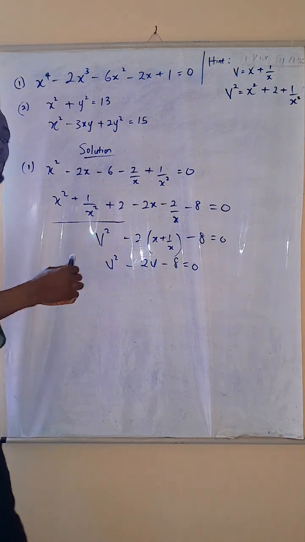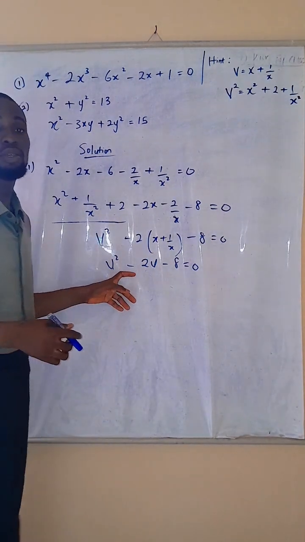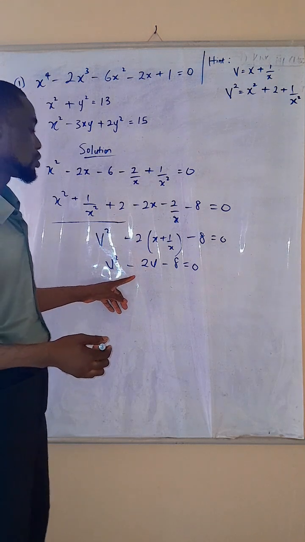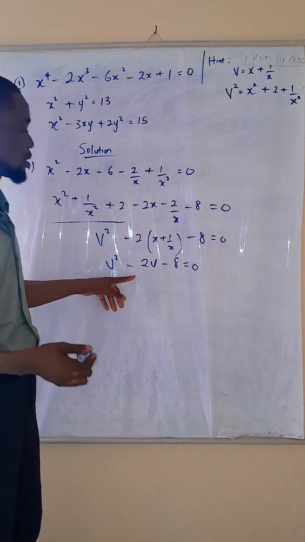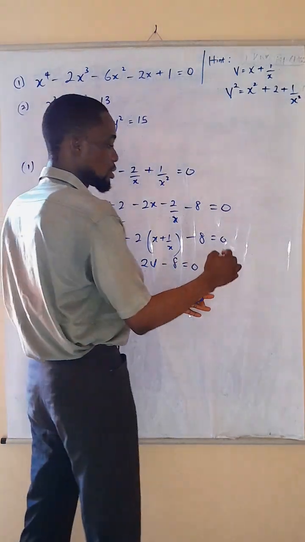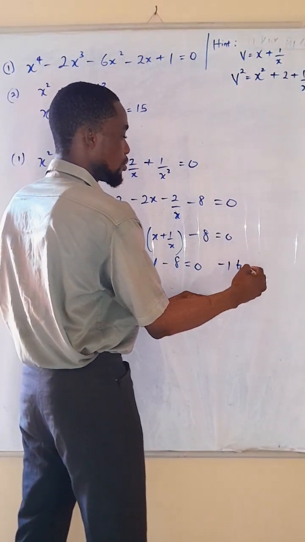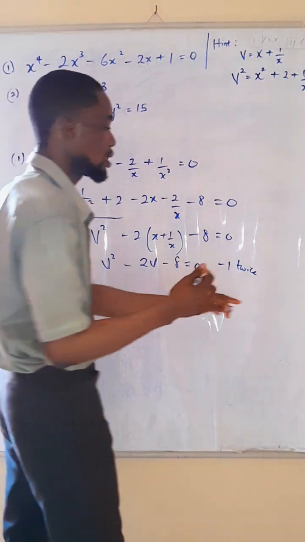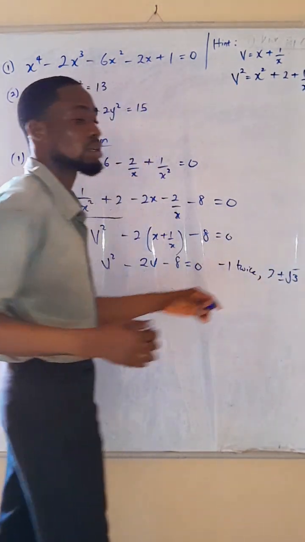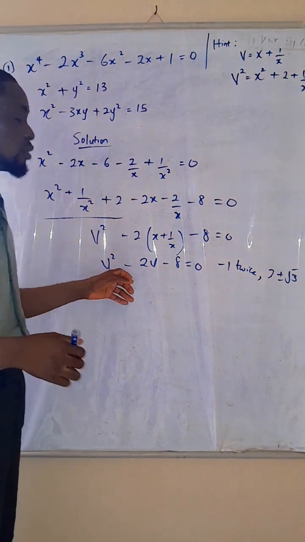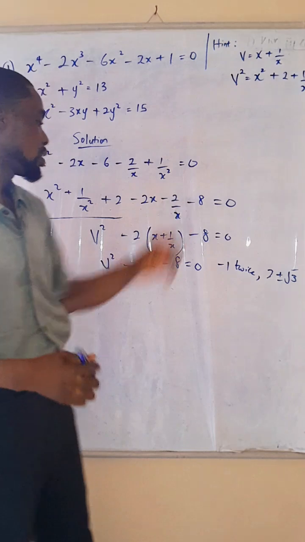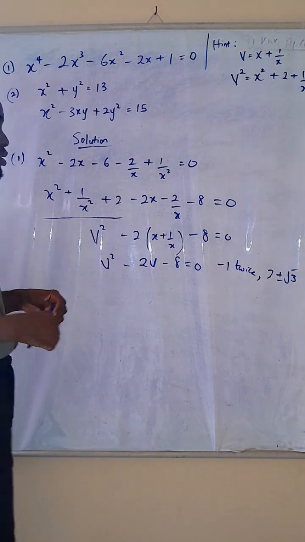Now, use the completing the square method to solve this. Whichever you use, when you get your answer, your x should be minus 1 twice. So you're going to have minus 1 appearing twice, and you should also have 2 plus or minus the square root of 3 when you solve it very well. So solve for v, then substitute v here to get the 4 values of x.